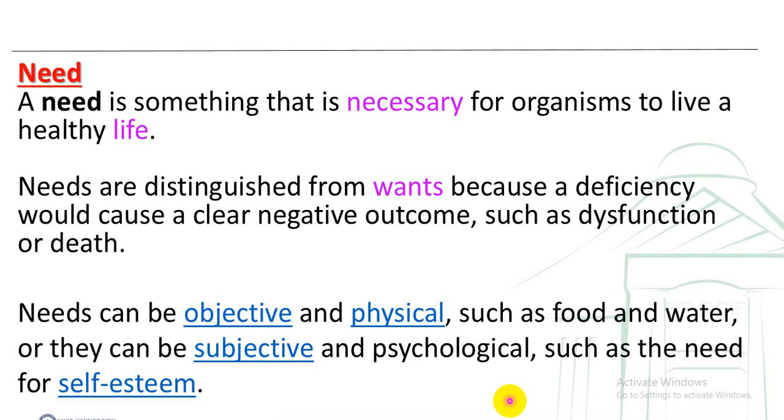We can classify needs into two basic categories: objective needs, or physical needs, such as the need for food, the need for water, and so on. The second type is subjective or psychological needs, such as self-actualization and self-esteem. All of these are referred to as social or psychological needs, or subjective needs.